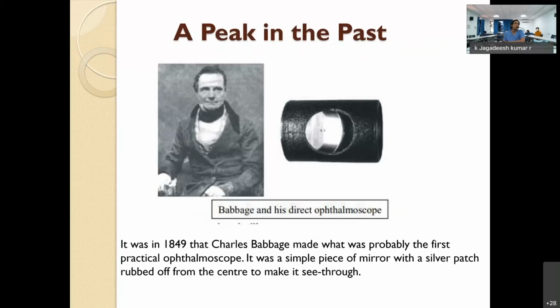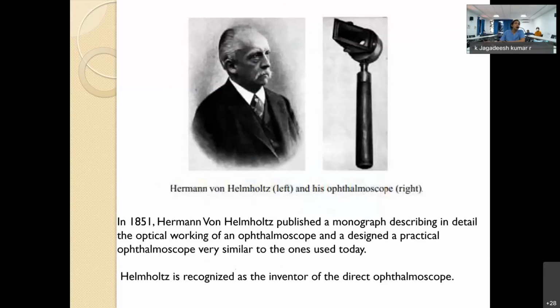Charles Babbage was the first one to develop a practical ophthalmoscope. It was just a simple piece of mirror with a silver patch rubbed off from the center to make it see-through. And von Helmholtz is the first one to have described the optical working of an ophthalmoscope, and he is recognized as the inventor of the direct ophthalmoscope that we use today.